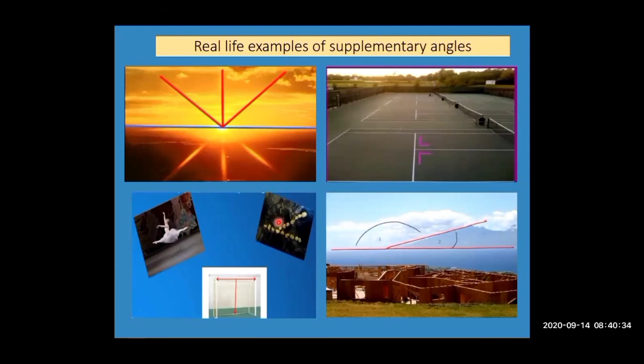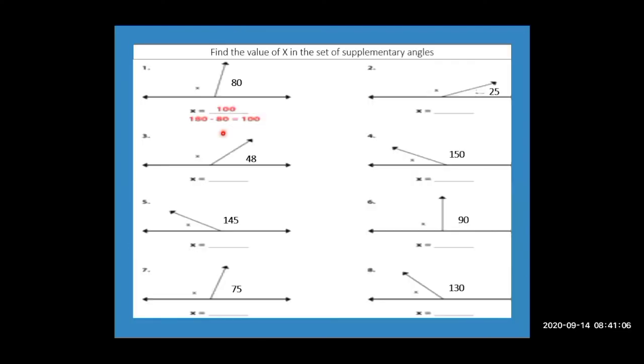Now these are real life examples of supplementary angles. So I hope you all understand what supplementary angles are. Two angles that add up to 180 degrees are called supplementary angles. Now students, you have to answer this slide. Find the value of x in the set of supplementary angles.